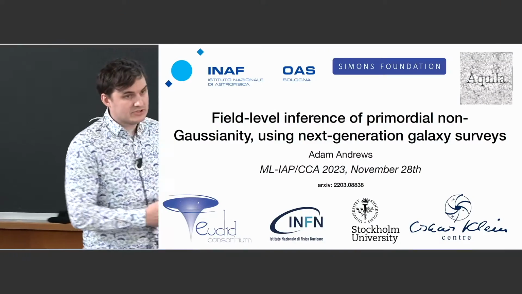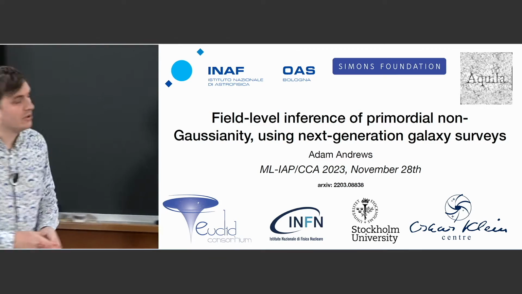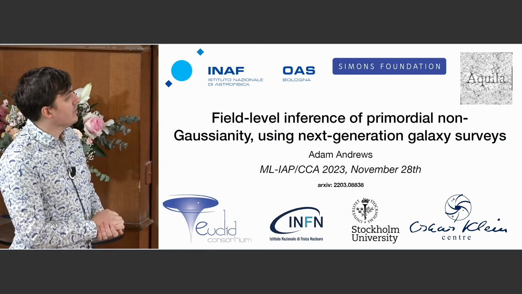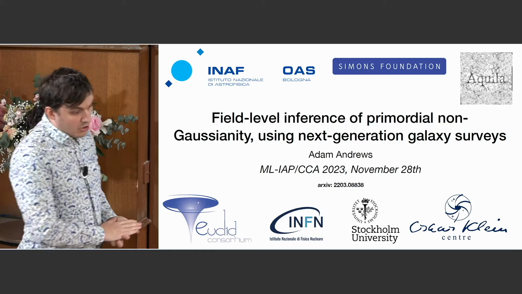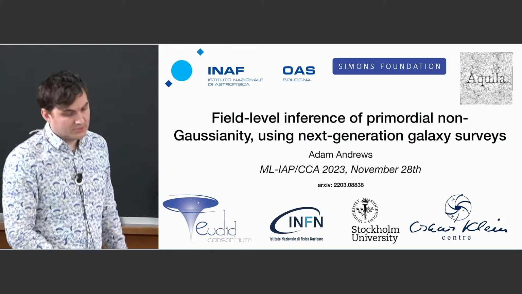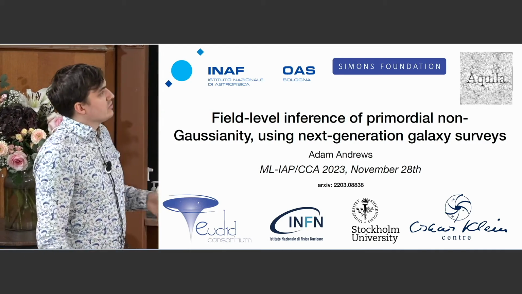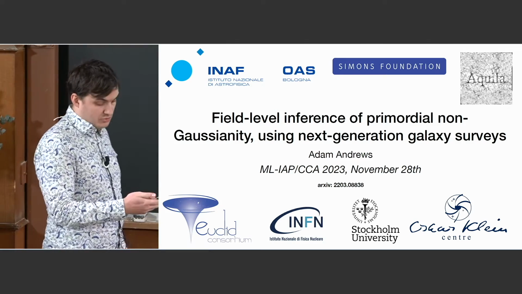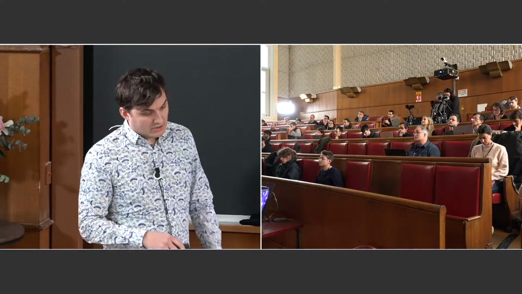So my name is Adam Andrews, and I'm a postdoc at Bologna. I'm here to talk a little bit about what I'm doing in terms of method preparation for the Euclid satellite's data, but also the work that I did during my PhD at Stockholm University. That has to do with field level inference of primordial non-Gaussianity, constraining cosmological parameters using a field level inference approach. I'll start off by putting the work in context.